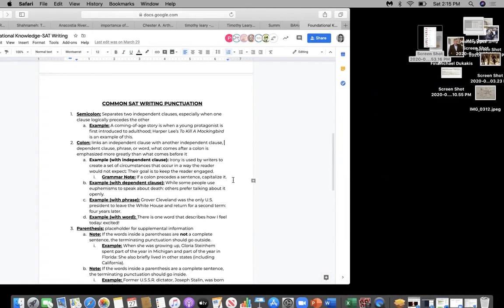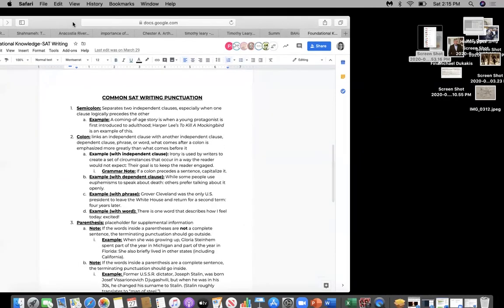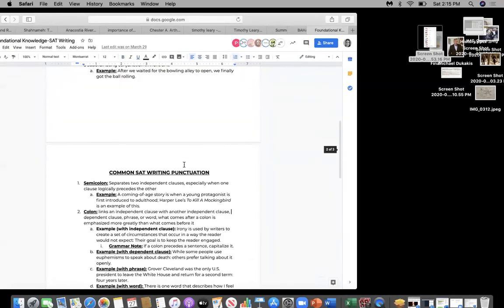So semicolon, we talked about two independent clauses, two clauses that can stand alone as a sentence, and they both represent a complete thought, and they both have to logically precede each other. So a semicolon is going to be useful in this example here. A coming of age story is when a young protagonist is first introduced to adulthood. So that's an independent clause. We see a subject, story, young protagonist is first introduced to adulthood.